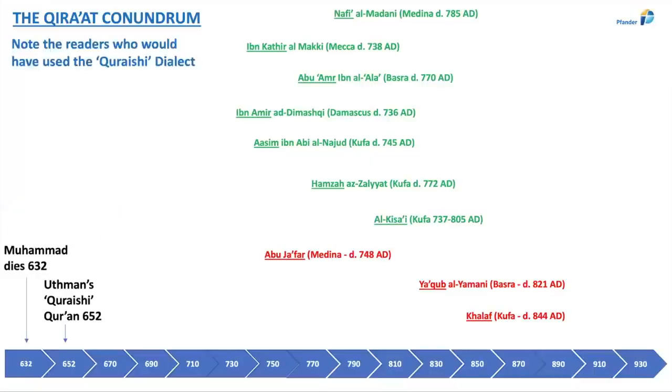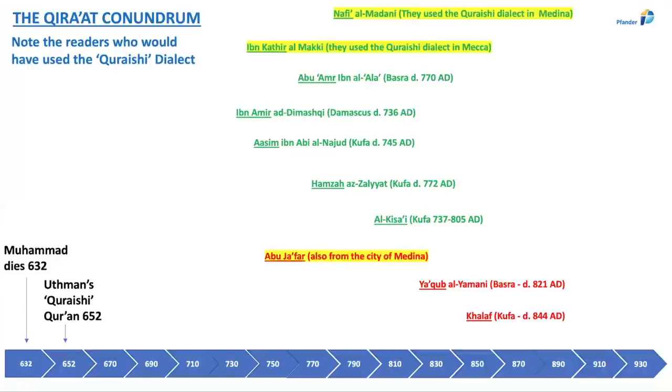So let's now look back at those 30 qira'ats that we noticed before. There's the 10 ones. Remember the 10 ones that we have there. How many amongst these 10 would have used the Qurayshi dialect? Well, let's look at them. Nafi from Medina, they used the Qurayshi dialect. Ibn Kathir al-Makki, he was from Mecca, so he would have used the Qurayshi dialect. And Abu Jafar, also from the city of Medina. So there you have 3 of them.